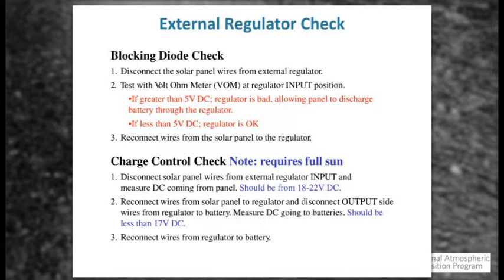And then I'm going to show you, this is just a description of a check we're going to do. So first we're going to check the blocking diode. So we will show how we check the diode on the regulator. And then the next, we're going to show how we check the charge controller. So we'll be disconnecting the panel, disconnecting the battery, and show how those work. So let's go back to the live view, please.